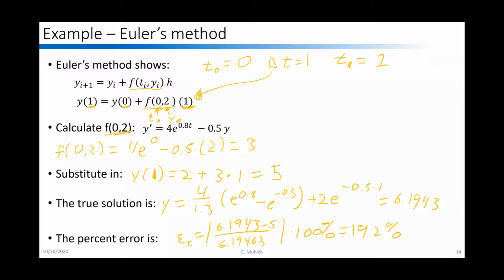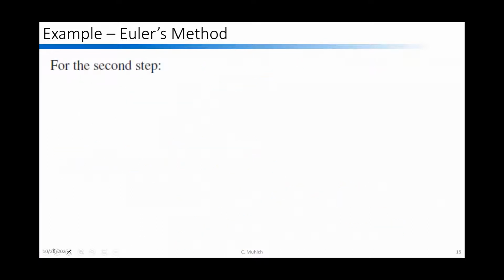We're going to see how this is going to end up stacking in a second when we go to do the next iteration. So for the second step, we can do sort of the same process. I can look at y of 2. Remember, this is going to be our second step. So we have our t equals the previous t, which was 1, plus delta t, which was 1. So this is 2. And that equals y of 1 plus f of 1 comma 5 times my h of 1.